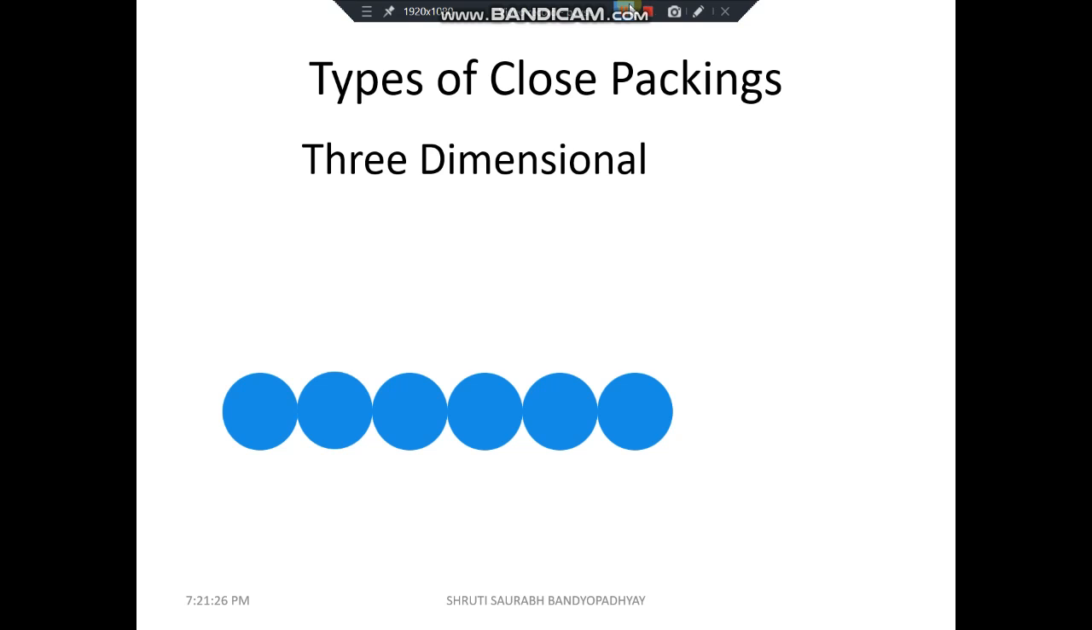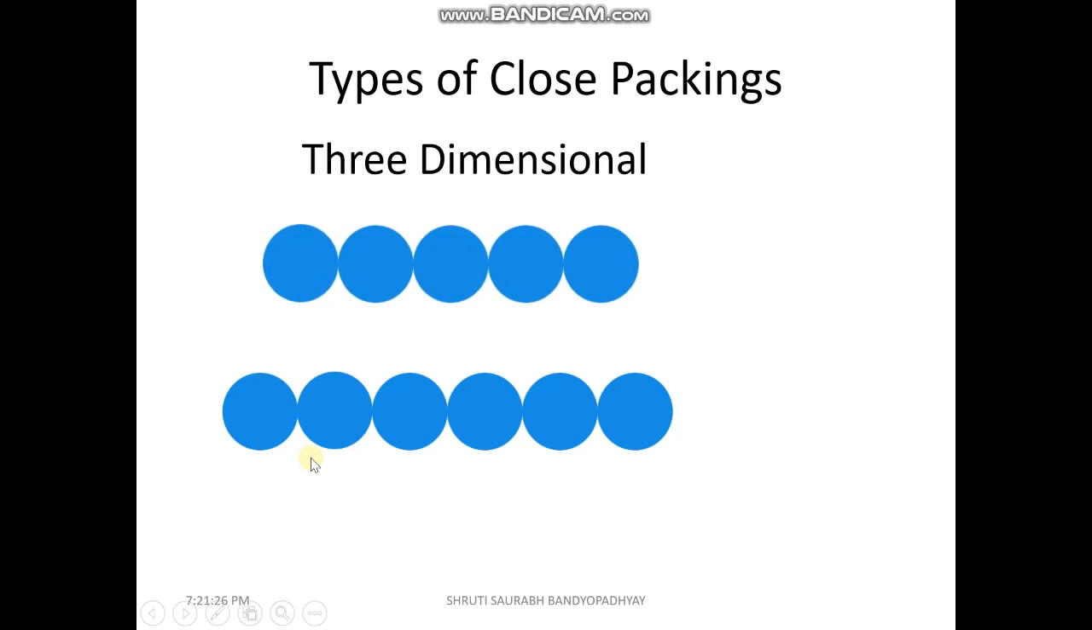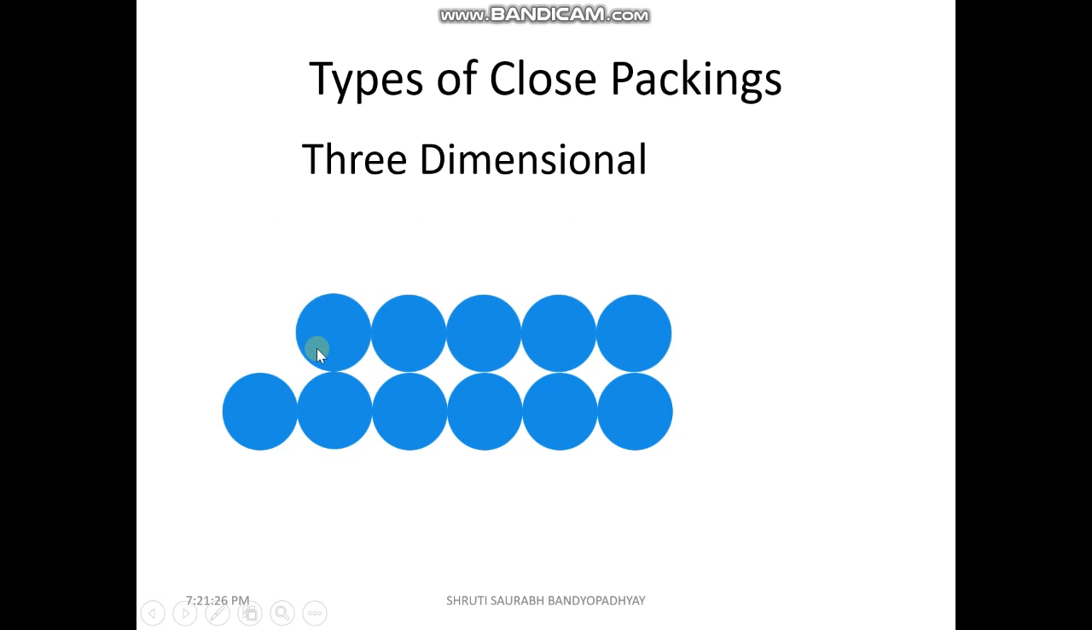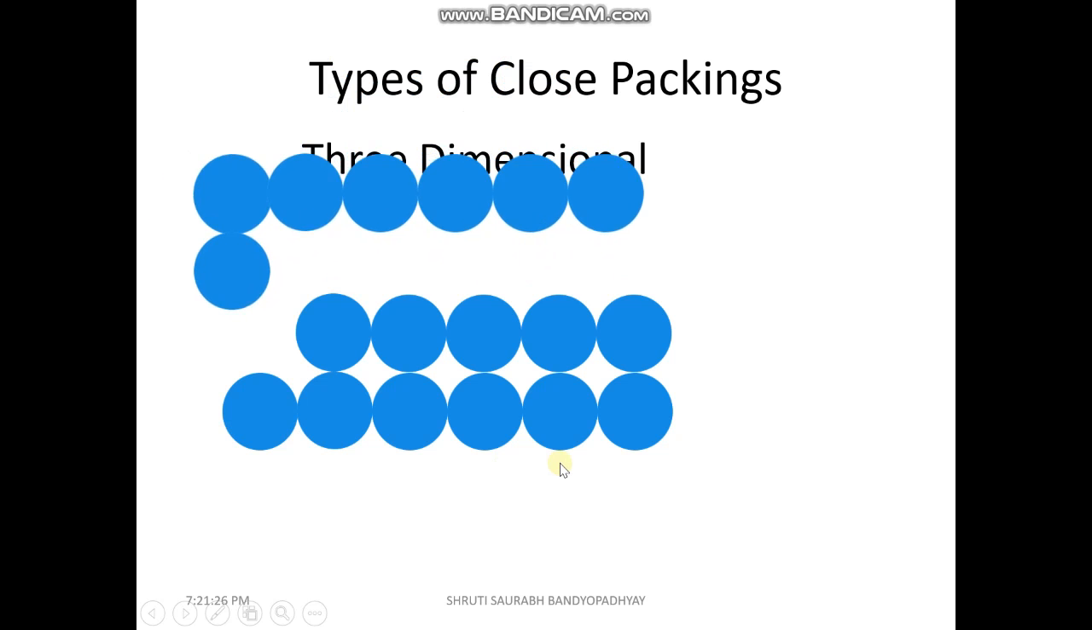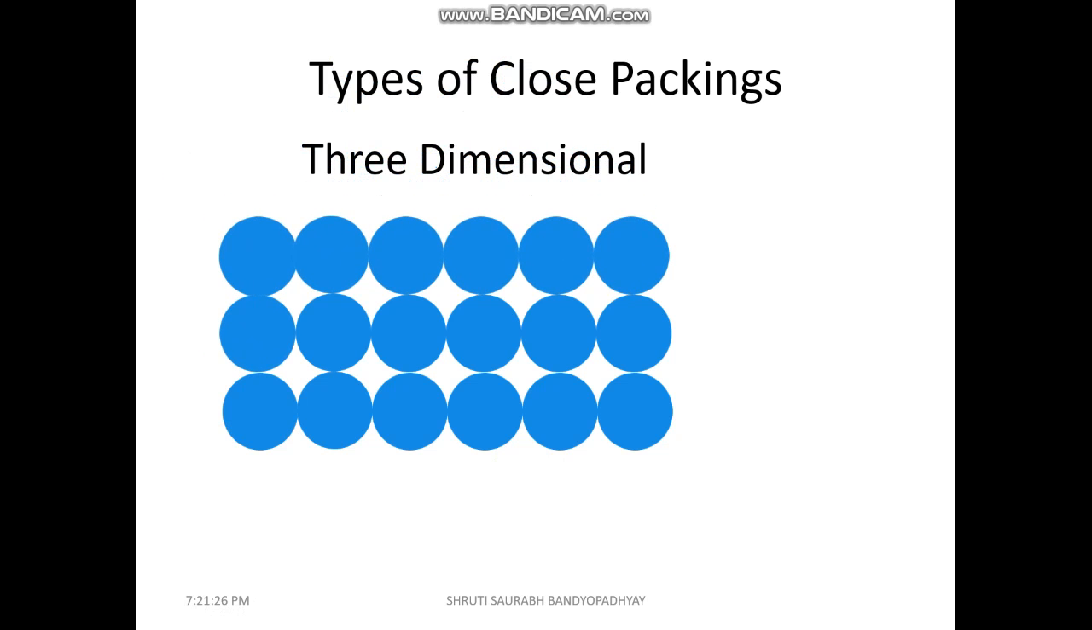So, the three-dimensional close packing arrangement. Suppose this is the first row of spheres, this one is the second row, and we are placing the second row over the first row. This is the third row, and consider that this first, second and third row constitutes one layer. So we have built a monolayer lattice.